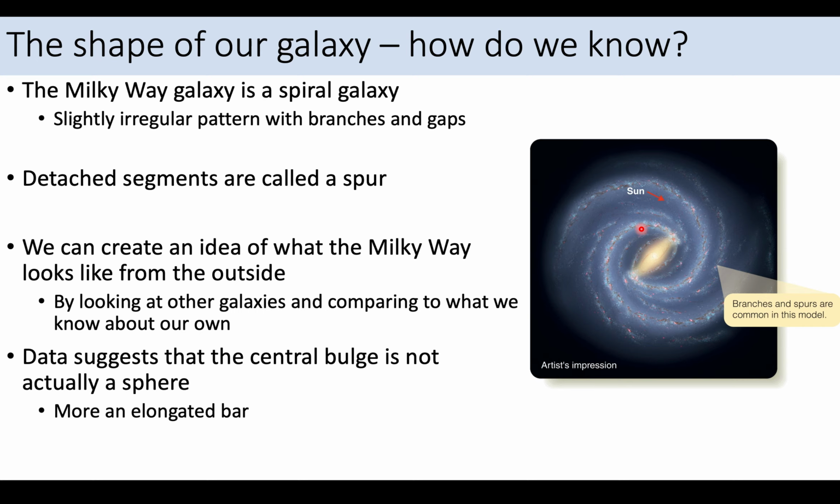We have also learned that this central bulge of our galaxy is not a sphere as it was first assumed. It's really more of an elongated bar, a rounded, elongated bar instead of being a perfect sphere in the center. So using observations of our own galaxy and then comparing those to other galaxies that we can see, we've been able to determine what our galaxy would look like. This would be the face on view, so sort of looking top down at our galaxy.